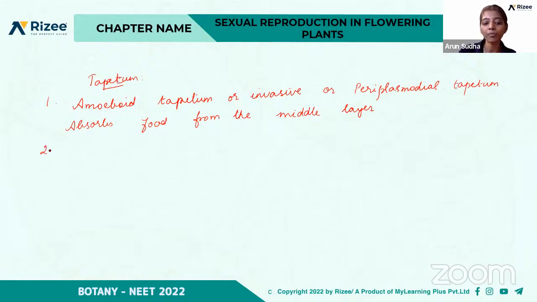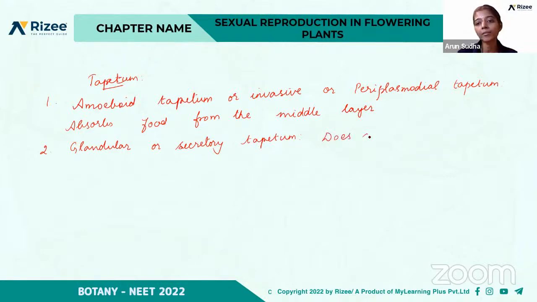But there is another type of tapetum which is called the glandular or secretory tapetum. This is an advanced type of tapetum and it does not degenerate quickly. This is usually found in most of the flowering plants. And there is another term that is called the pollen kit.